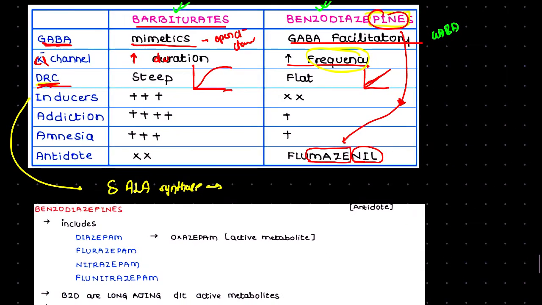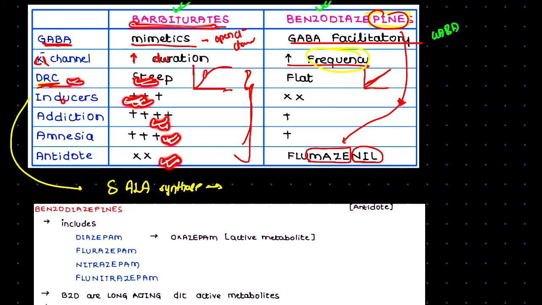Okay, this was the difference between barbiturates and benzodiazepines. If you see these last points, you'll see that according to DRC, barbiturates are not safe drugs. They are enzyme inducers. They are prohibited in patients suffering from acute intermittent porphyria. They are so addictive, they are also responsible for loss of memory, and they do not have an antidote.